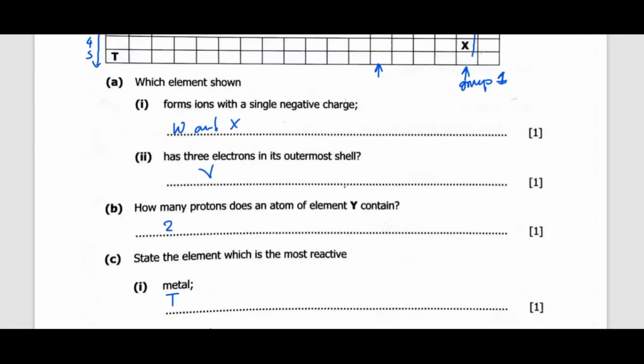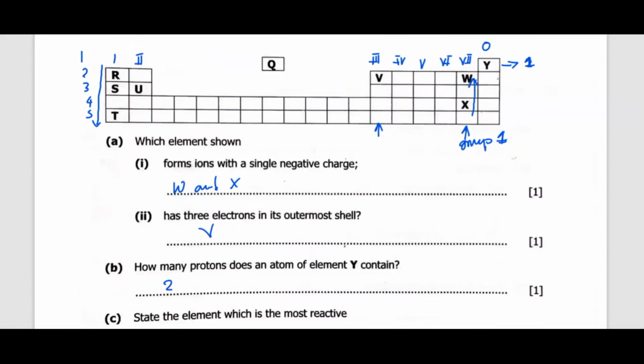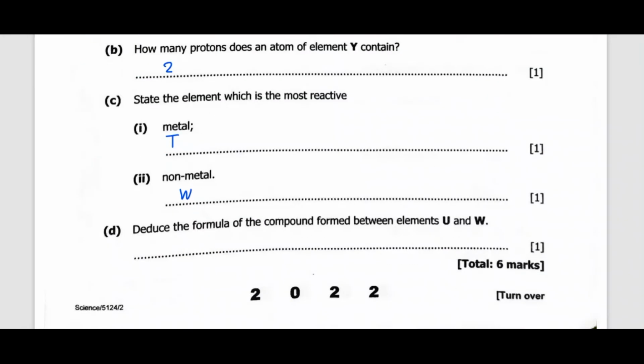So let's go back. Element U is coming from group 2, so it has a valence of 2. W, you know it's group 7, it has a valence of 1. So if we cross, this will give us UW2.